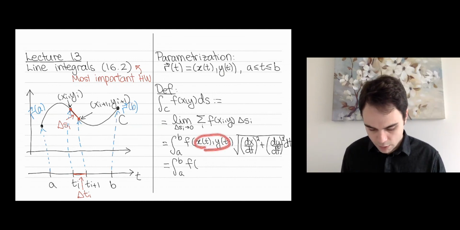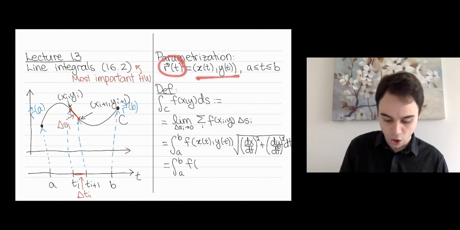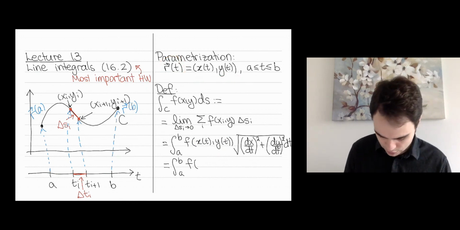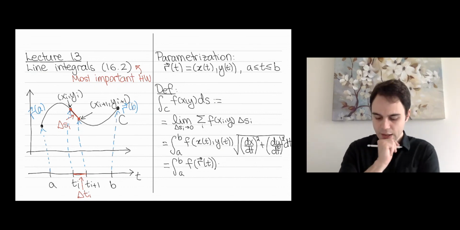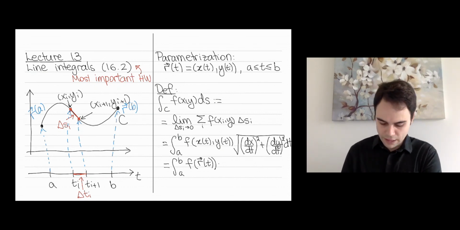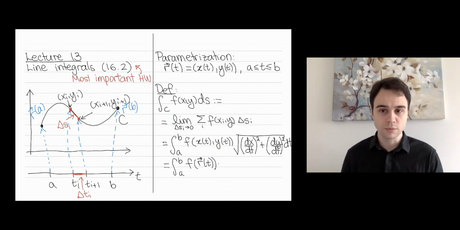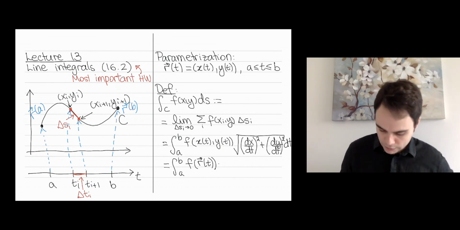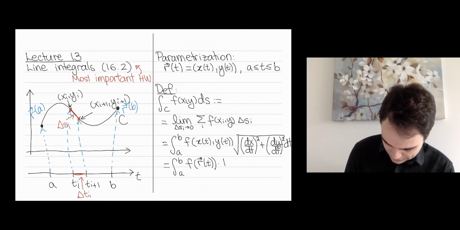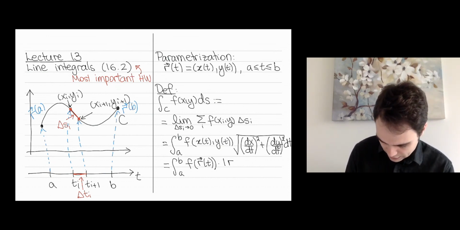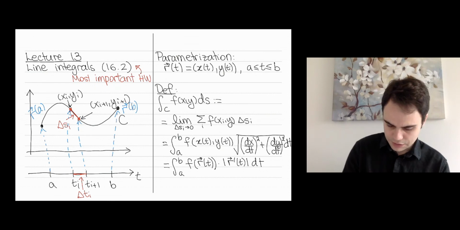So r of t is the point x of t, comma y of t, we've been calling that r of t. And then I'm multiplying f at r of t by the square root of the components of, so let me see if you guys believe me. This is the length, so the square root is the length of the derivative of r times dt. Okay, can you see that?